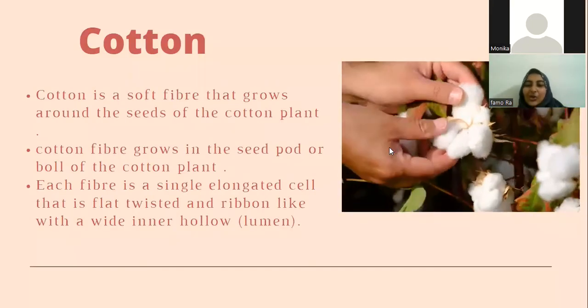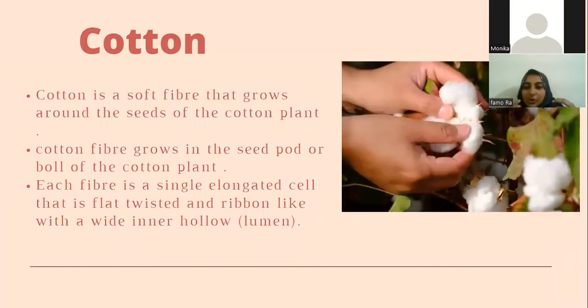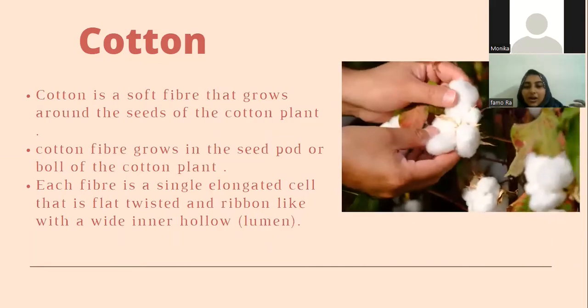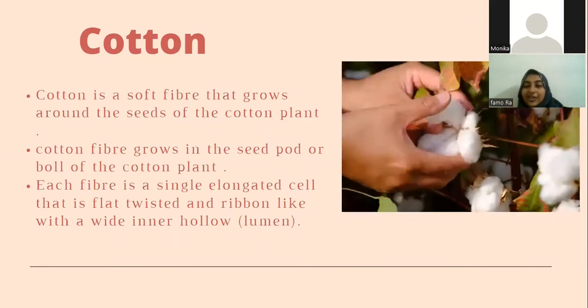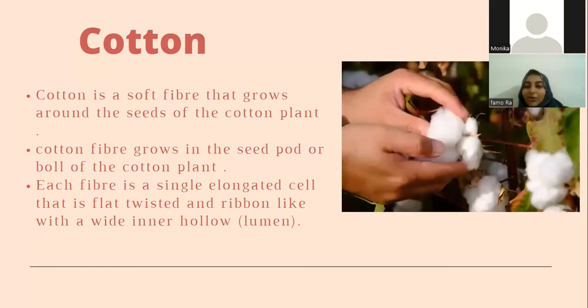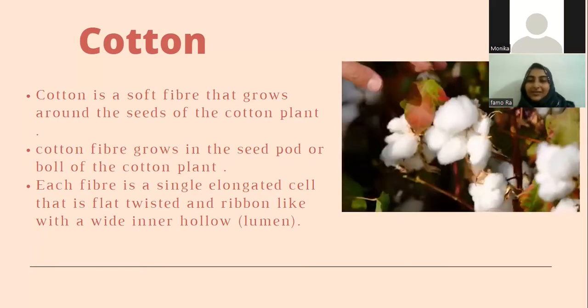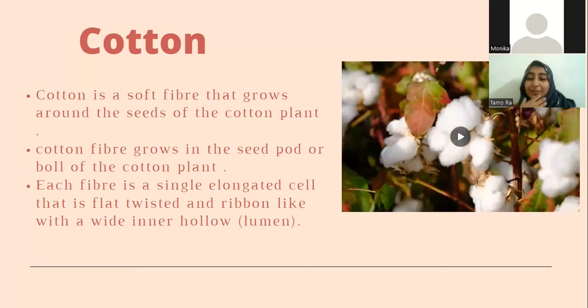So the first one is cotton. We know that it is the most common type of cloth, especially in a tropical country, where we always prefer to wear cotton clothes. Because of the summer, it's the best choice in summers. Especially now, you know how hot it is, so we always prefer to use cotton. So cotton is the first fiber we'll be studying.